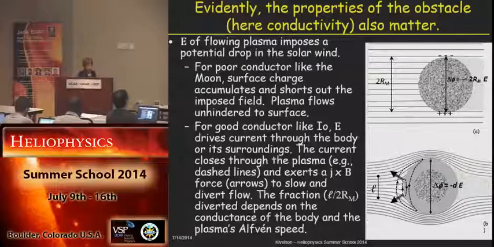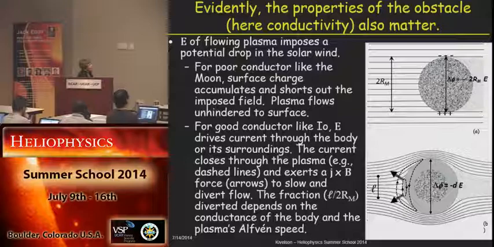Now for a good conductor, and Io is a good example, the electric field drives current through the body, because once you impose the electric field on the body it can conduct. And so I start driving current through the body. That current has to close. It closes through the upstream plasma, and it produces a J cross B force that diverts the plasma upstream of the body. And now we get a fraction of the flow that is actually running into the surface.